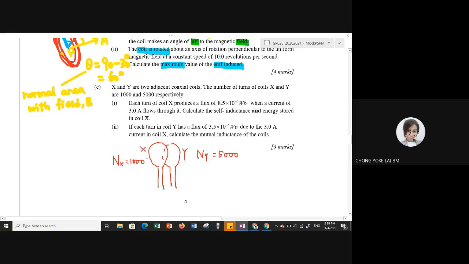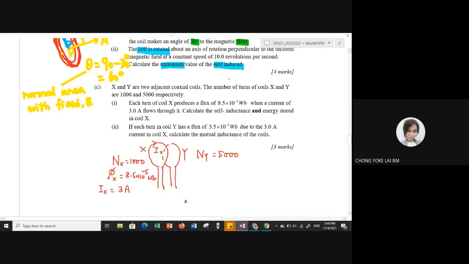Label them, so you won't substitute the wrong values later. Each turn of coil X produces a flux of 8.5 × 10^-5 Weber. So the flux produced by coil X is 8.5 × 10^-5 Weber when a current of 3 ampere flows through it. So the current in X is 3 ampere.